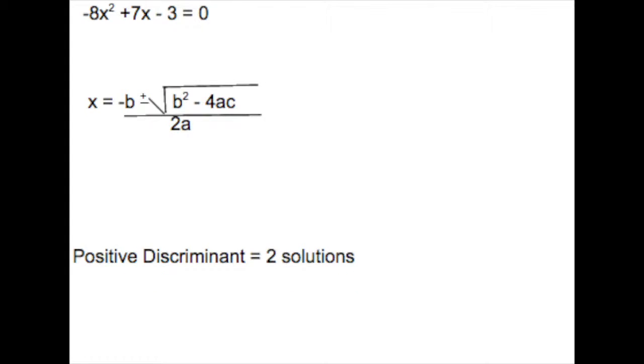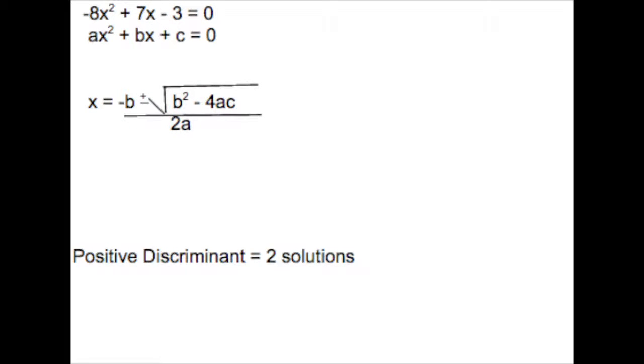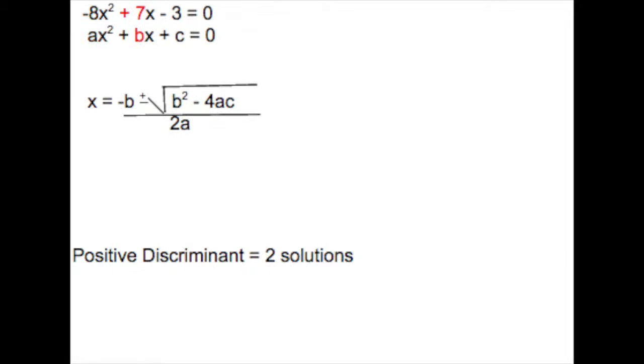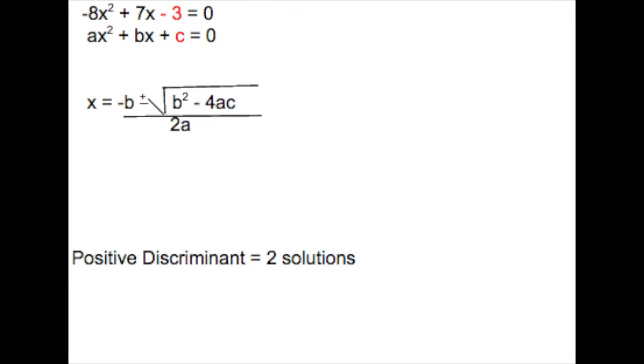Alright, let's do another example and find the discriminant. Negative 8x squared plus 7x minus 3 equals 0. Again, the discriminant is the b squared minus 4ac portion of the quadratic formula. So we have to substitute these values in, then simplify. We need to make sure we're in standard form first, which we are. Ax squared plus bx plus c equals 0. Our a value is negative 8, our b value is positive 7, and our c value is negative 3.